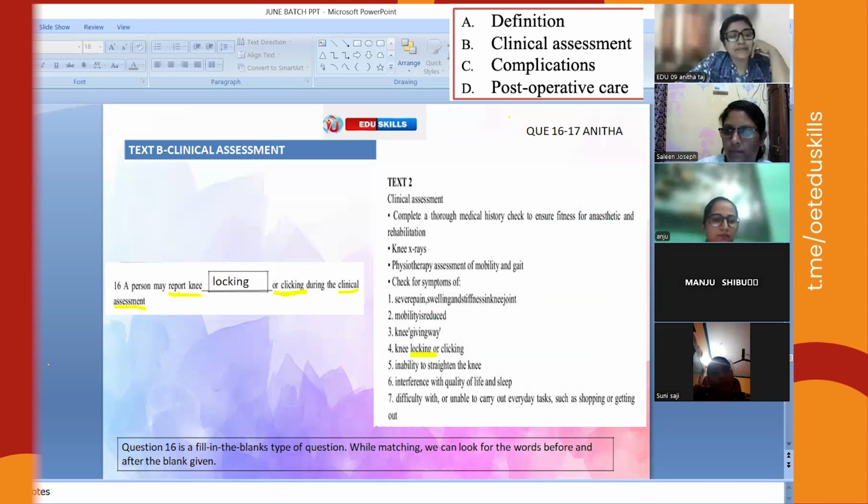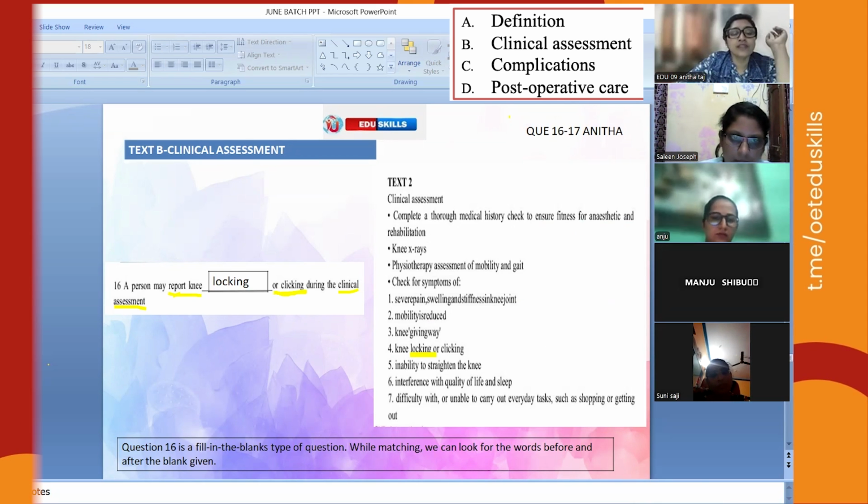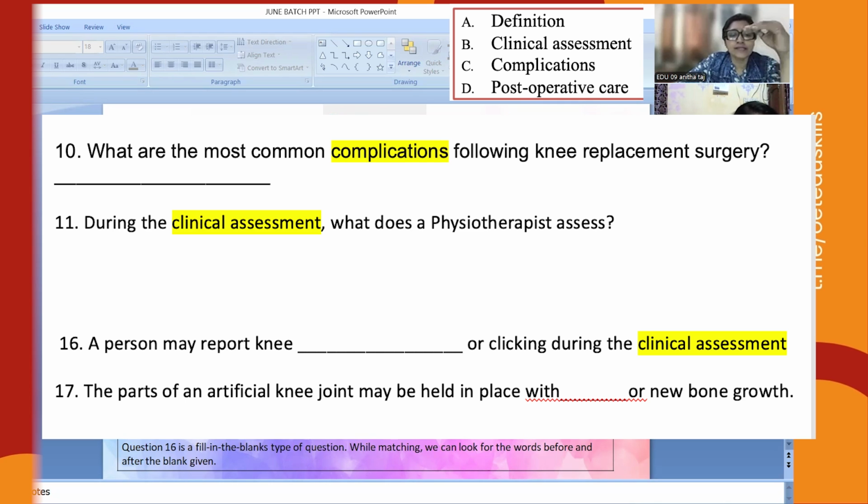Hi, I'm here, Anita, again. Two more questions, from 15 to 20. It is a fill-in-the-blanks type of question from Reading Part A. Here also, we have already given the text names. So when we go to the hedging words, we will understand which text this is from.